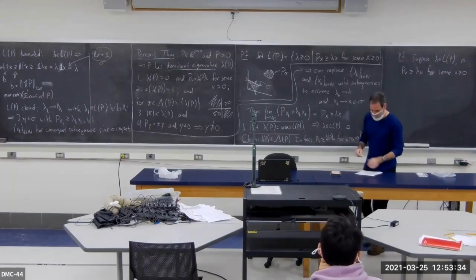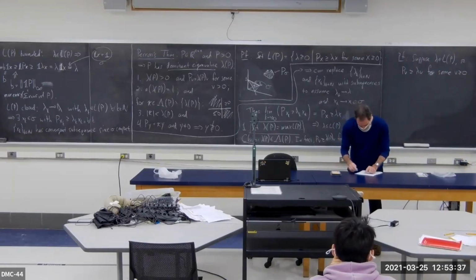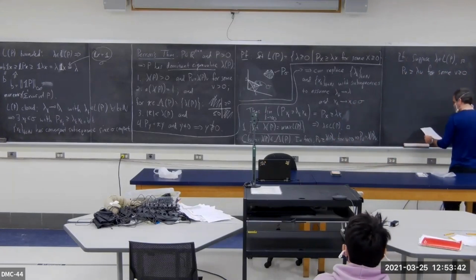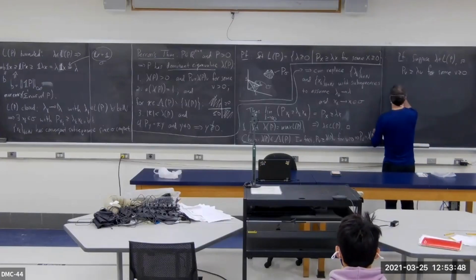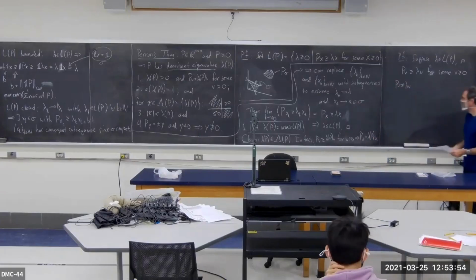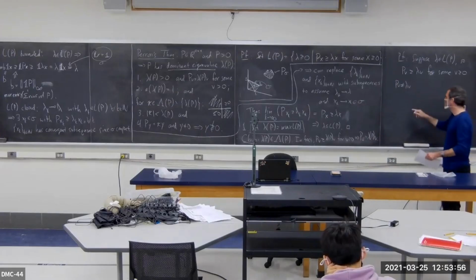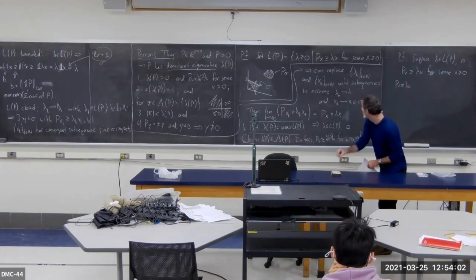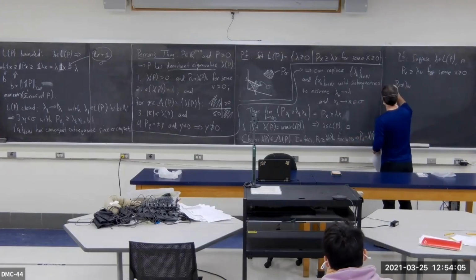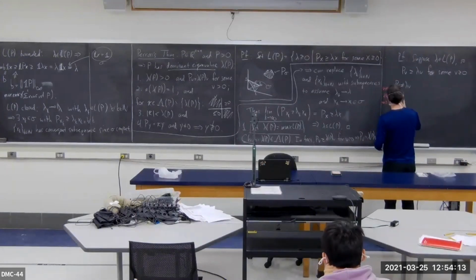This should be greater than or equal to, not greater. I don't think it matters. Okay, so what happens when PV is not equal to lambda V? What I want is that this implies that lambda is not equal to lambda of P.